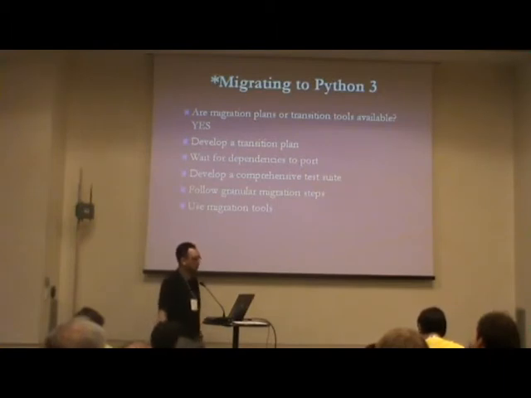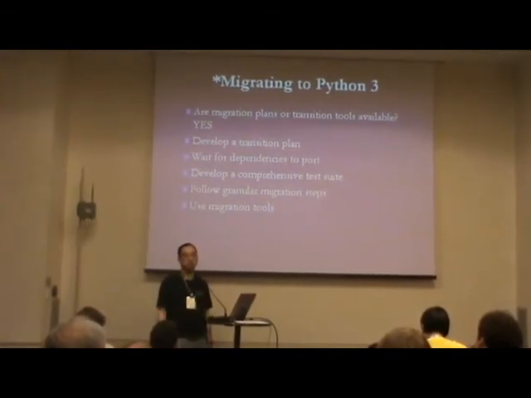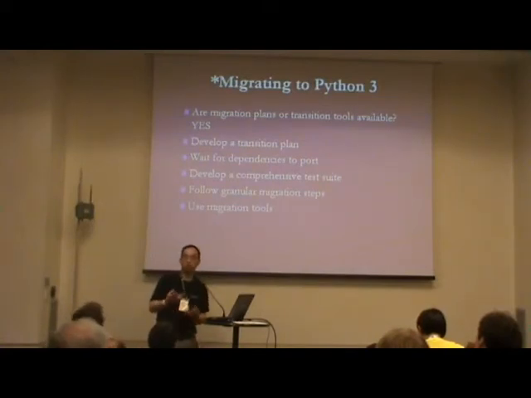But the most important thing, I think, is to wait for all your dependencies to port. Because if you're relying on something like a database adapter or Django or something else that doesn't exist in Python 3, well, you're not going to port, right? What you can do is, as an exercise, start porting your code, but don't expect anything to run yet because you don't have any of the underlying infrastructure that you're relying on.